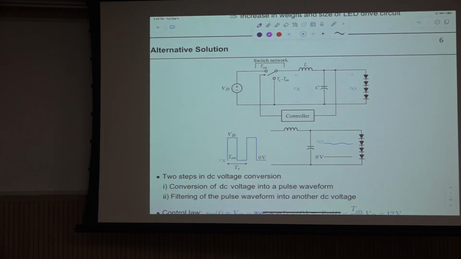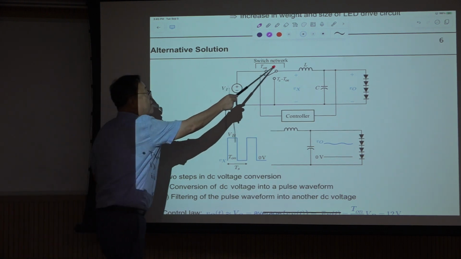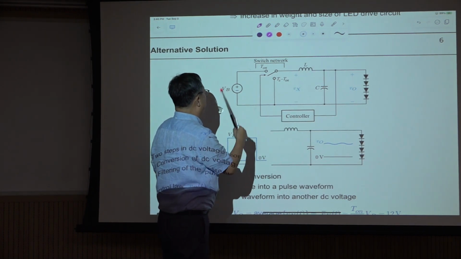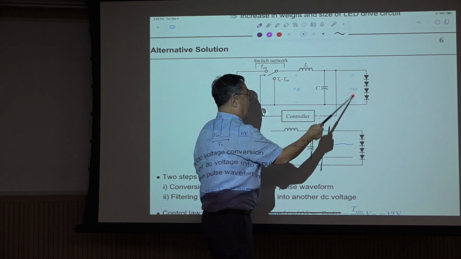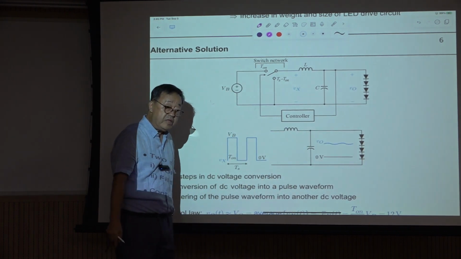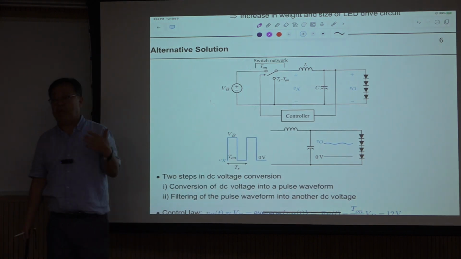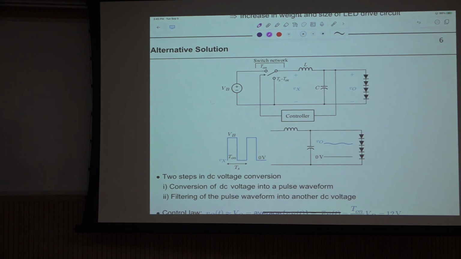So we have an alternative solution here. The situation is the same as the previous resistive case, but here we have this part and an LC filter between this battery voltage and this LED string, the load. And here is also a controller. It is a little more complicated than the previous resistive approach, but it has a big advantage.